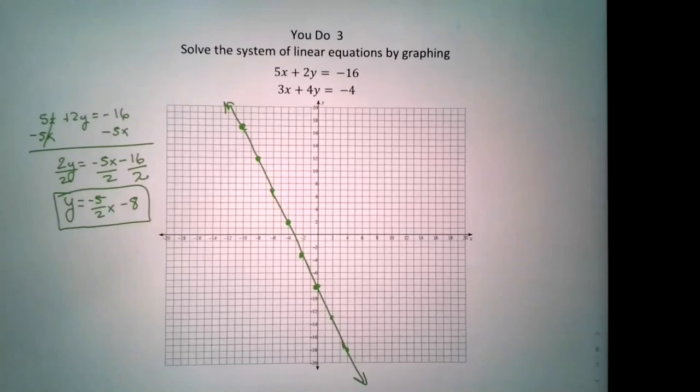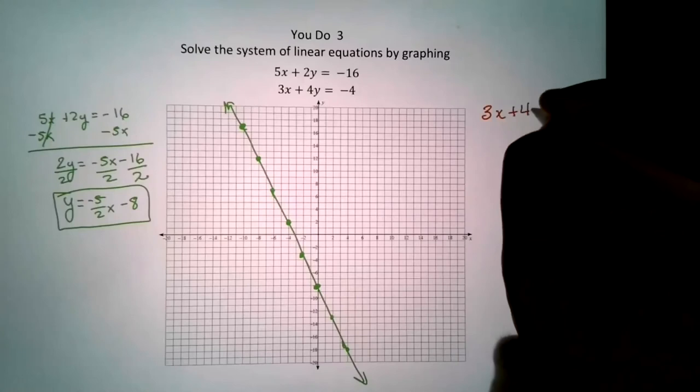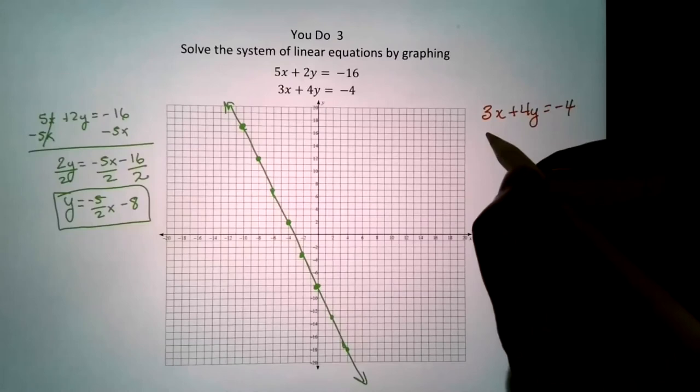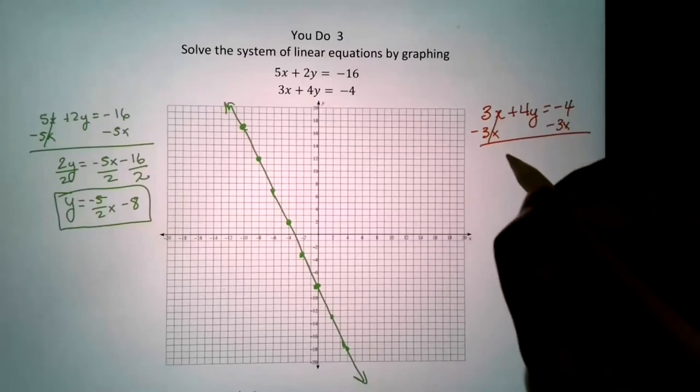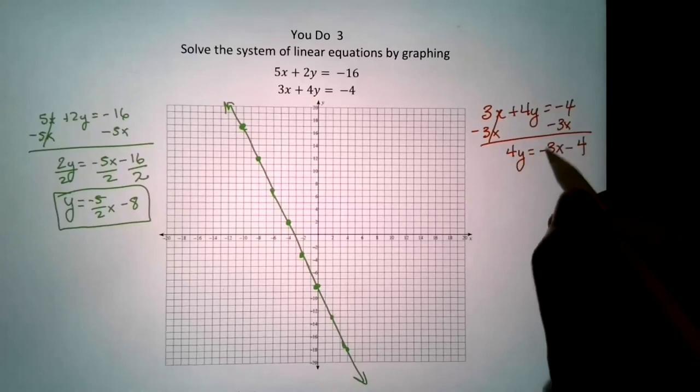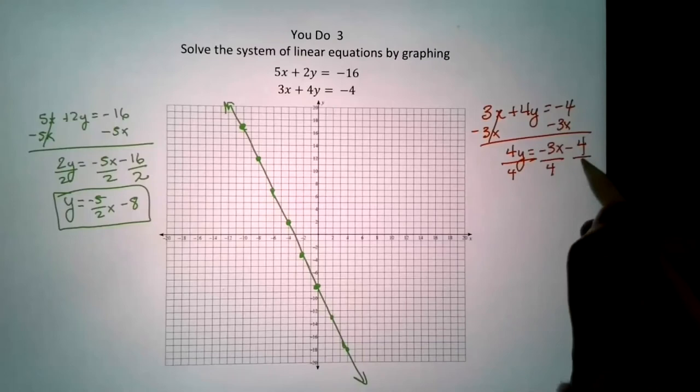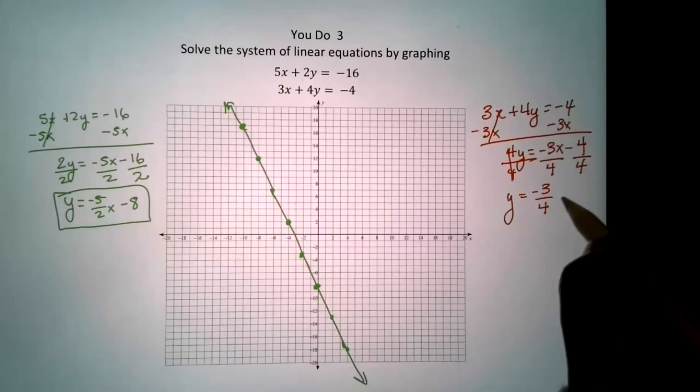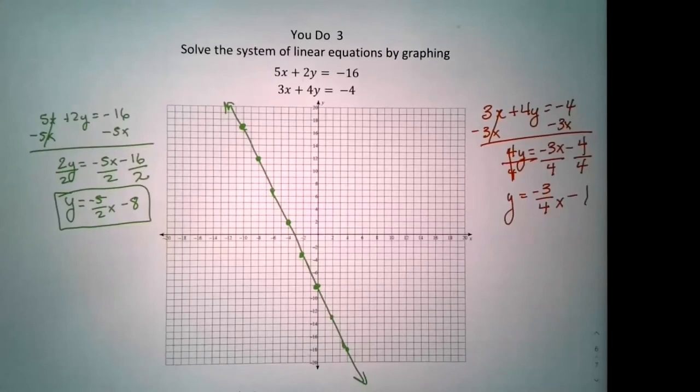So now we're going to do the second line, 3x plus 4y equals negative 4. We are going to put this in slope-intercept form. So that's our line, y equals negative 3 over 4 x minus 1.